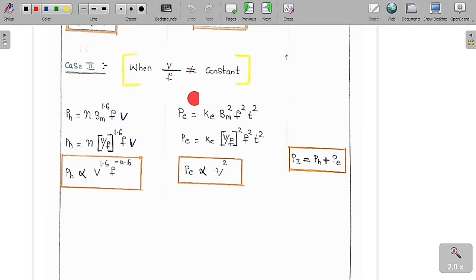So whenever the V by F is not constant, then Ph is directly proportional to voltage to the power of 1.6 into frequency to the power of minus 0.6, whereas the eddy current loss is directly proportional to the square of the frequency, and the net iron loss is the summation of the hysteresis loss and the eddy current loss.